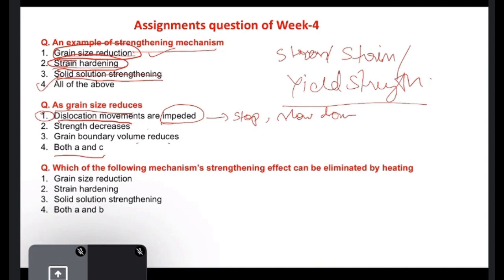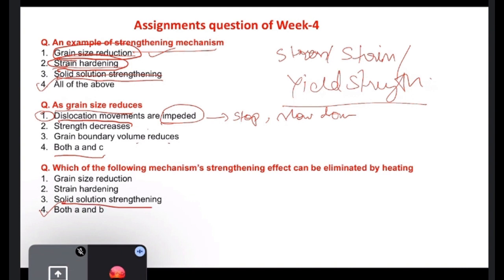Okay. Question number third. Which of the following mechanisms' strengthening effect can be eliminated by heating? Which of the option is correct? Grain size reduction, strain hardening, solid solution strengthening, or both A and B? A and B, ma'am. Both. Right.